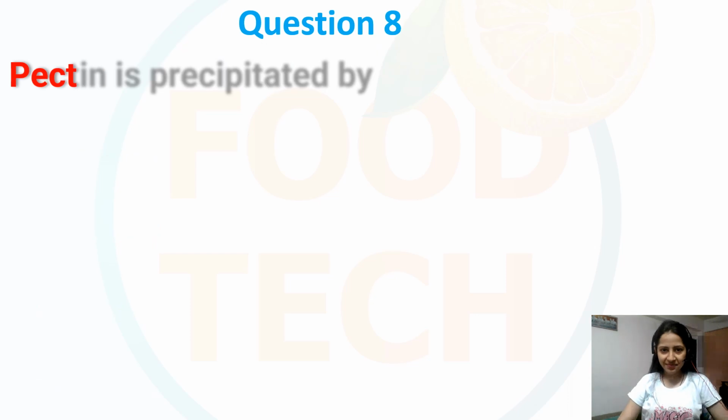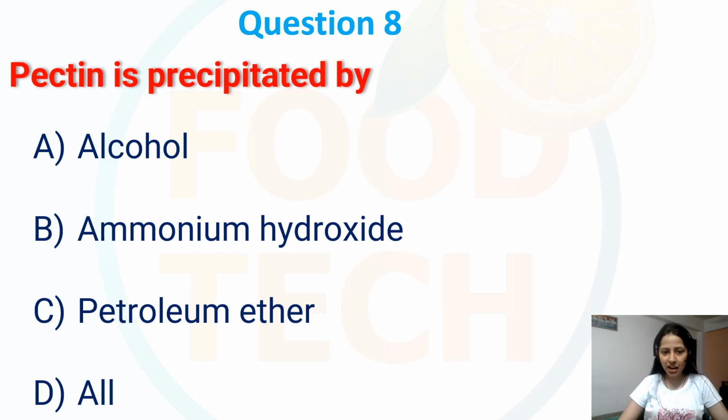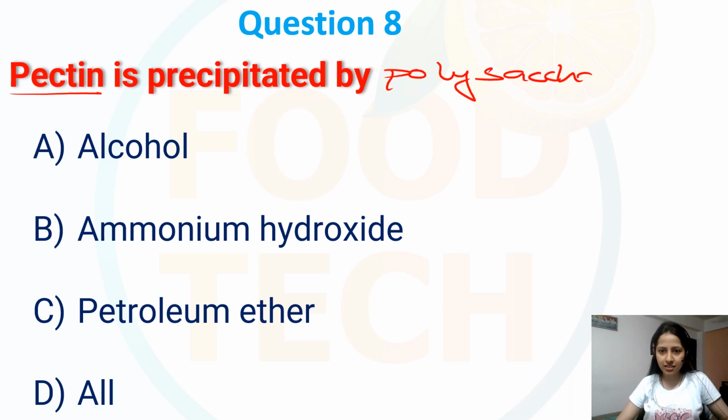Next, question number 8. Pectin is precipitated by. My options are alcohol, ammonium hydroxide, petroleum ether, or all. So what is pectin? Pectin is a polysaccharide which is found basically in the cell walls of the plants.